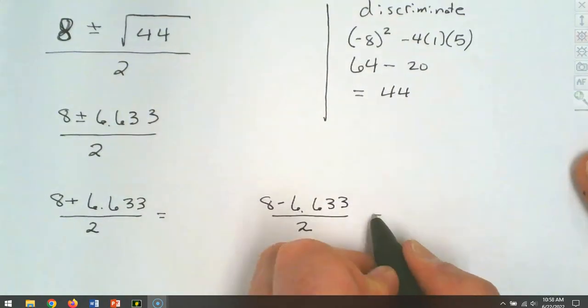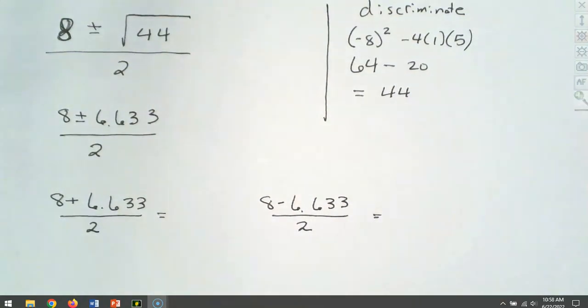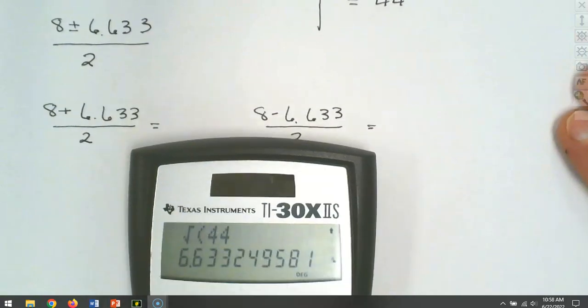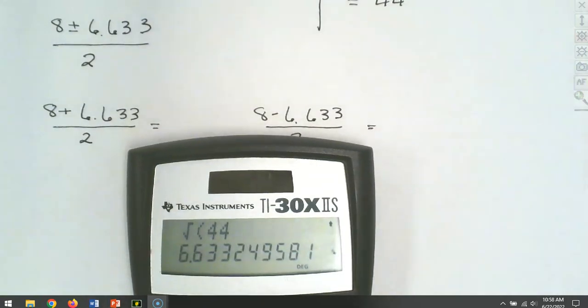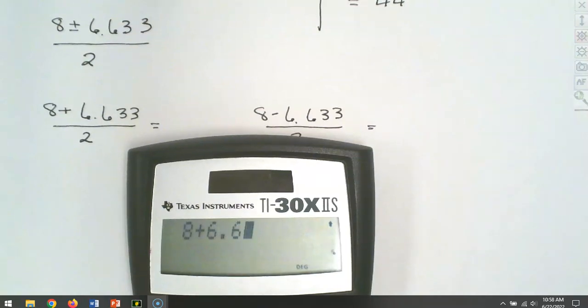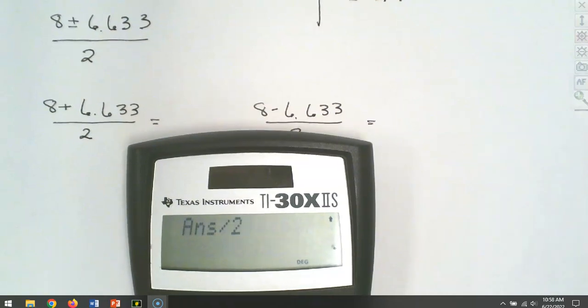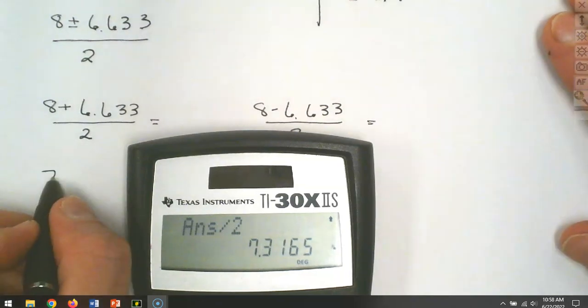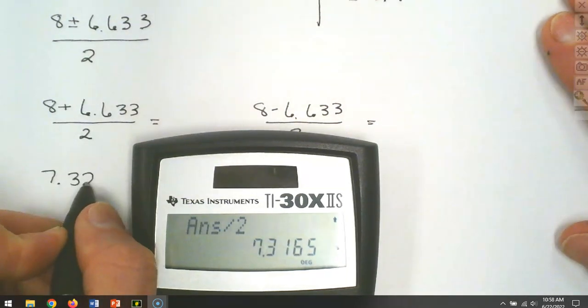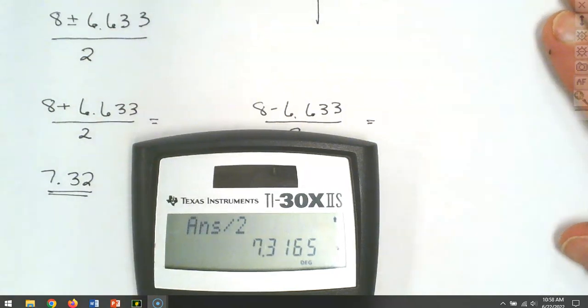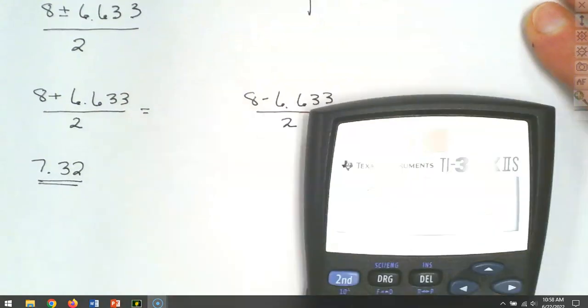And they're both going to work, right? Both going to be positive numbers. Let's check and see what they would be. So on the first one, we've got 8 plus 6.633, and we'll divide that by 2. And so that gives us, now rounding to 2 places, 7.32. That's one solution.